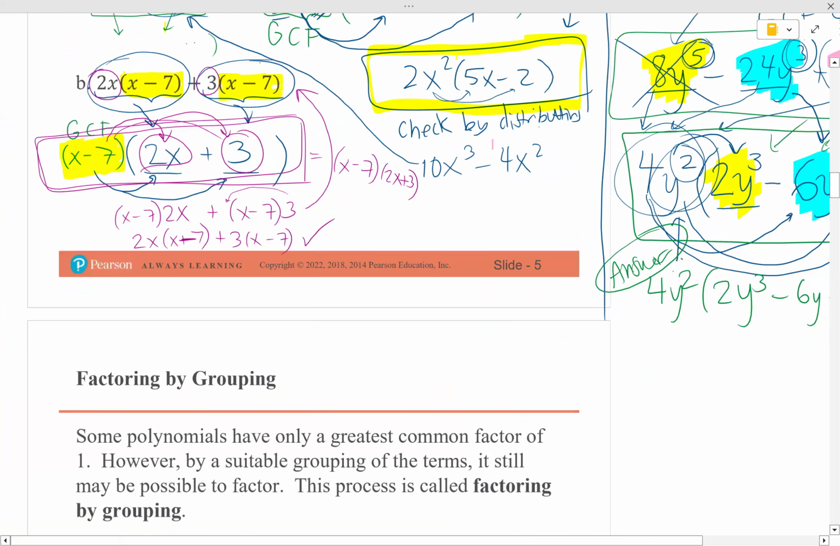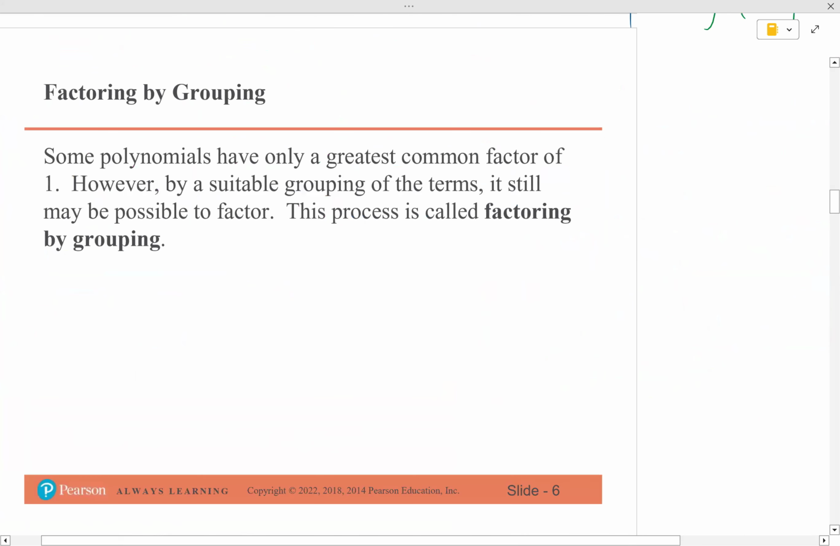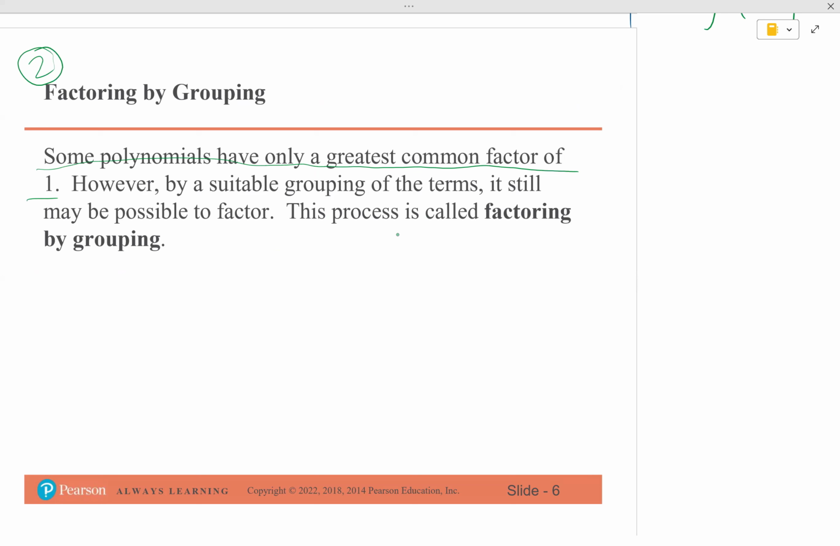All right, so the second technique, that was the first technique. If you ever see a polynomial and all the terms have something in common, either they all have the same variable or all their coefficients have the same divisor, then you should do that first technique where you take out the greatest common factor. But if that doesn't work, then here's another technique, factor by grouping. Some polynomials have only a greatest common factor of 1. However, by a suitable grouping of the terms, it still may be possible to factor. This process is called factor by grouping.